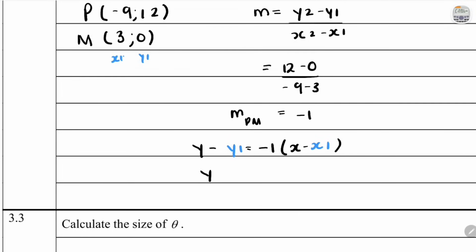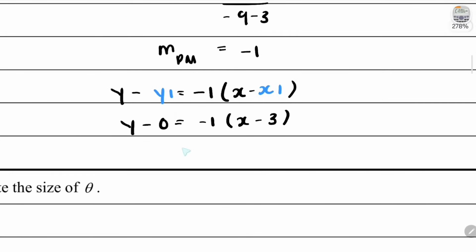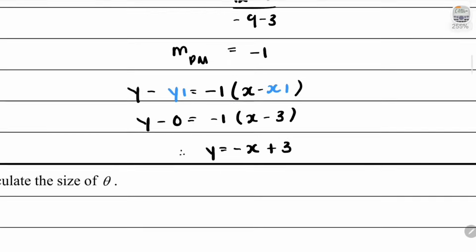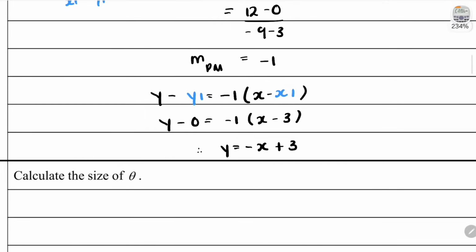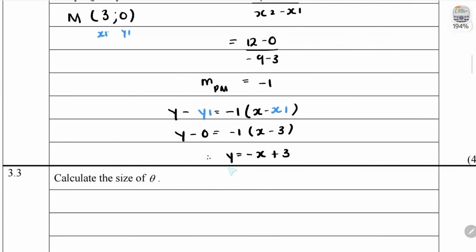So saying y minus 0 equals negative 1 multiplied by x minus 3. And if we distribute, then y is finally equal to, because y minus 0 is y, and we distribute here, that is negative x and positive 3. So negative x plus 3 is the equation of line PM, and that is our answer.